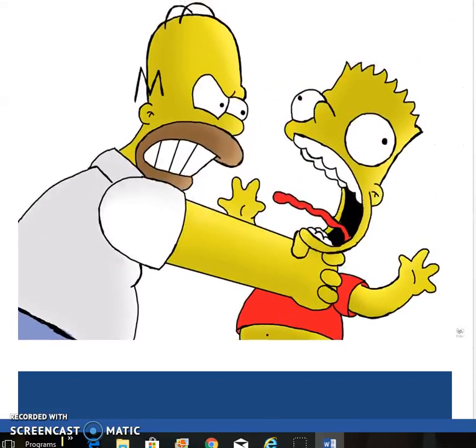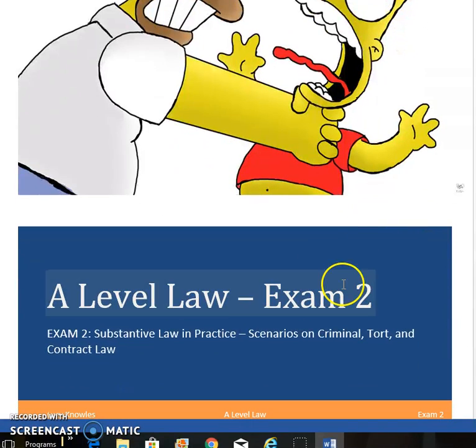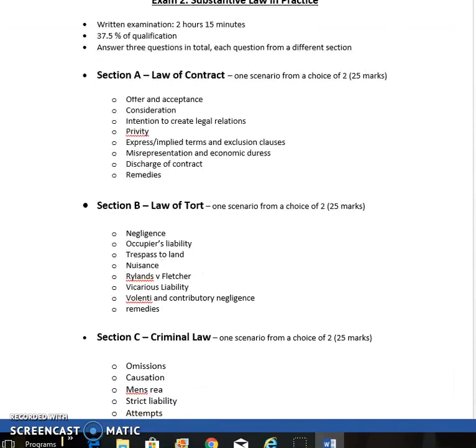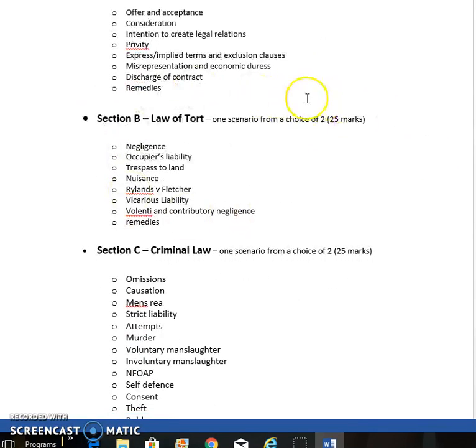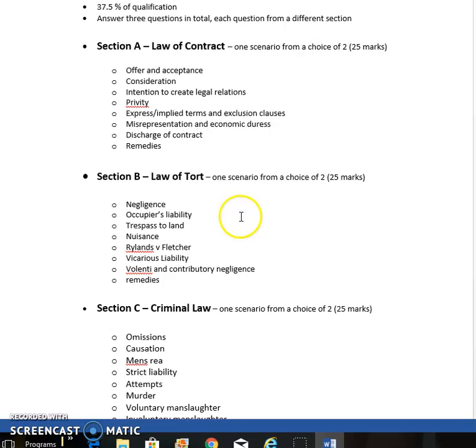So just to recap then, what we've seen here on this exam. Exam 2 is scenarios. So you answer 3 scenarios on this exam. 1 scenario on contract, 1 scenario on tort, 1 scenario on criminal law. And you must answer 3 scenarios in the time.